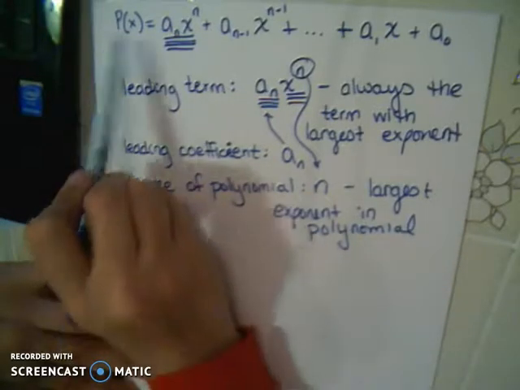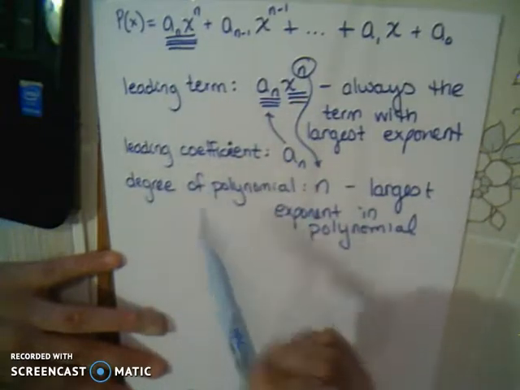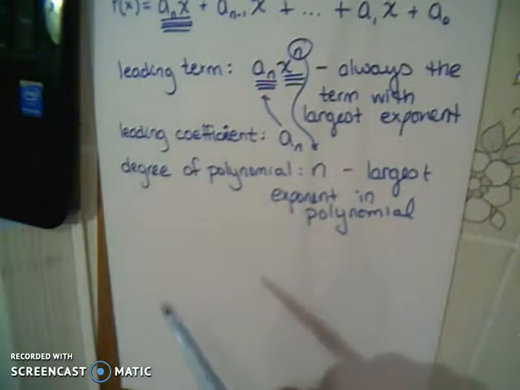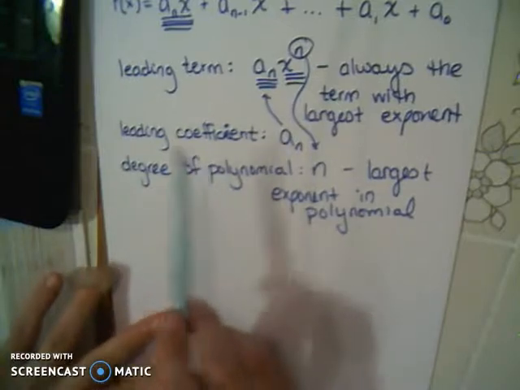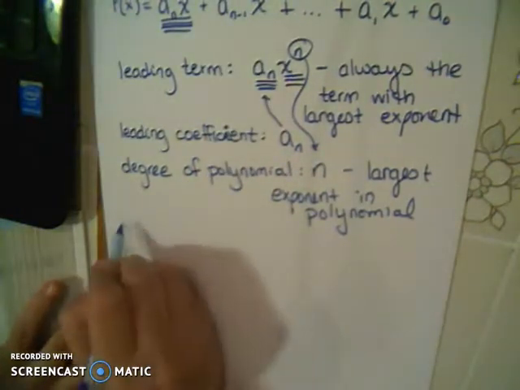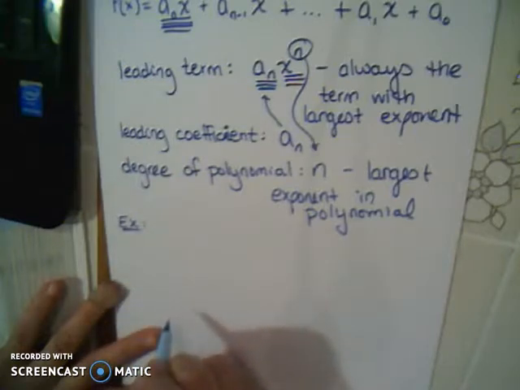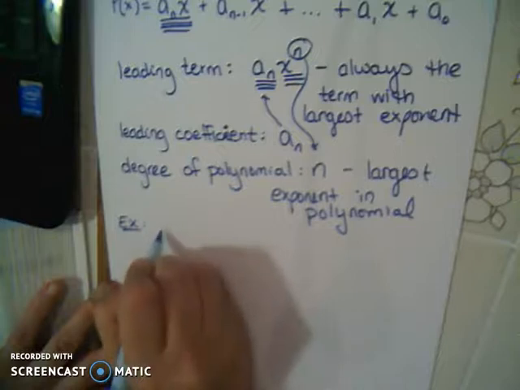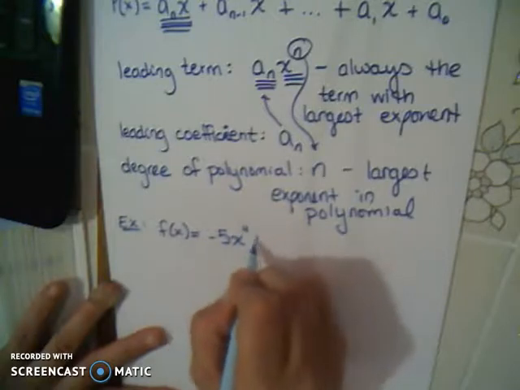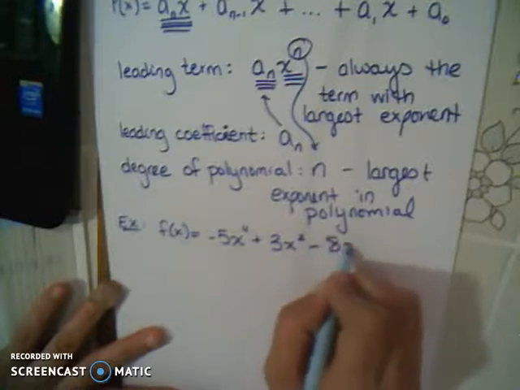And being able to put the polynomial in descending order and identify that leading term with its leading coefficient and the degree are going to be really important when it comes to graphing. So not only that first term, but every term has a degree and a coefficient. So I'm going to show you an example, identifying each term in the polynomial and its coefficient and its degree. For example, if we have f of x equals negative 5x to the 4th plus 3x squared minus 8x plus 2.